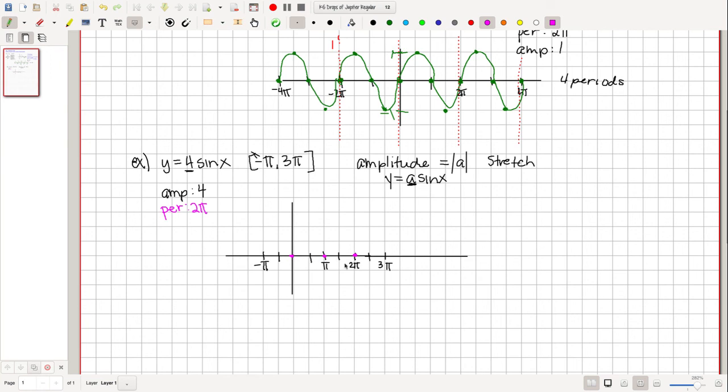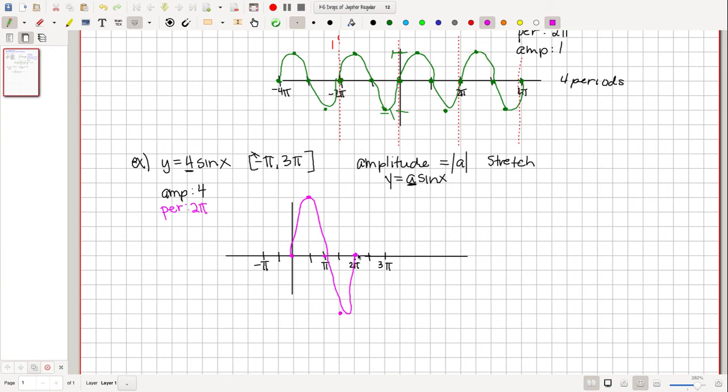Now, here's where the amplitude comes into play. Right here in the middle, first half of the graph, I'm going to have a maximum. But now it's not going to be at 1, it's going to be up at 4. Second half of my period, I'm going to have a minimum. Well, guess what? Now it's down at negative 4. So this becomes stretched. So here's one period. Let's see if I can graph this. Please do a better job than me on your graphing. Okay, so there's one period.